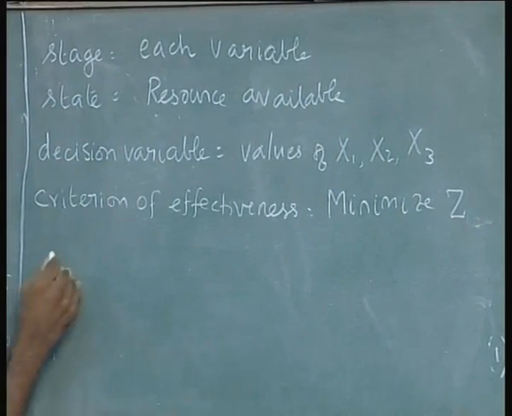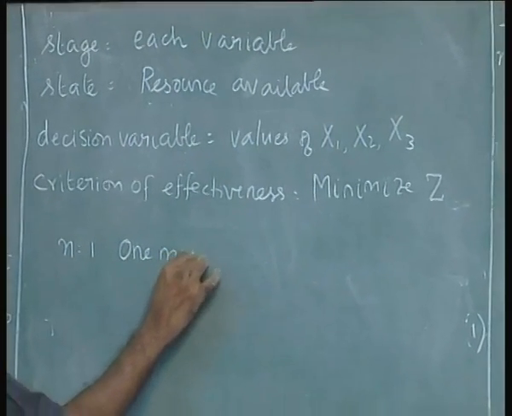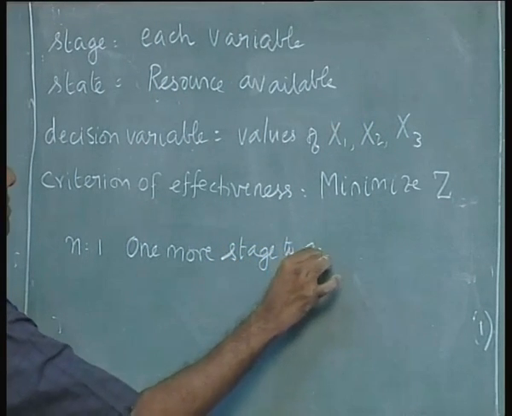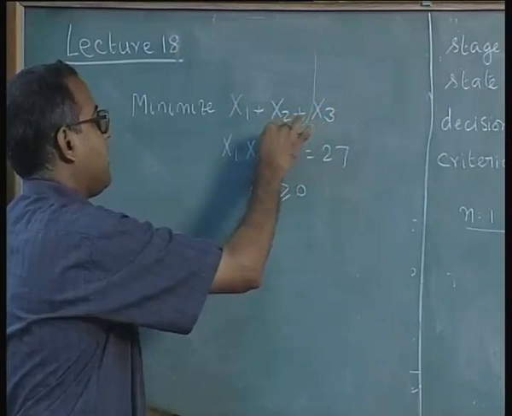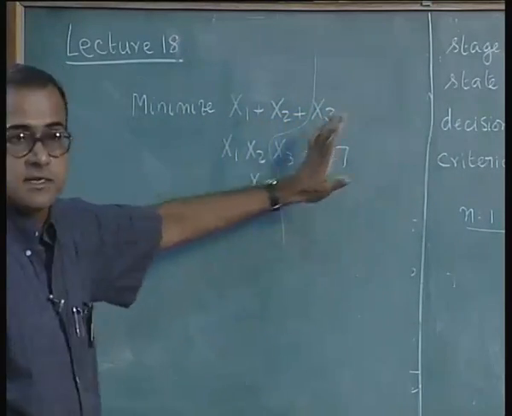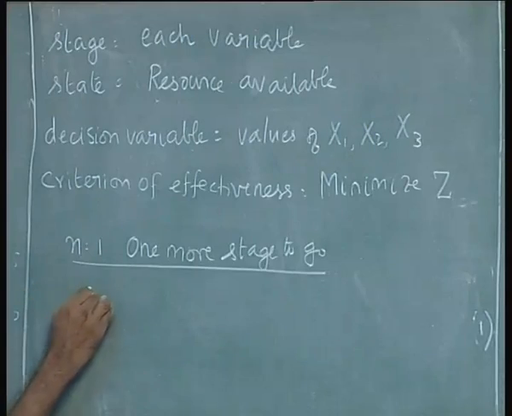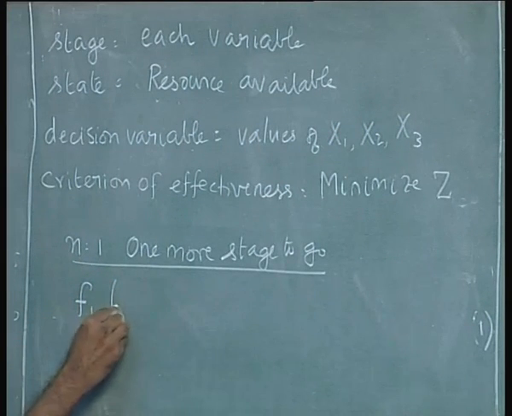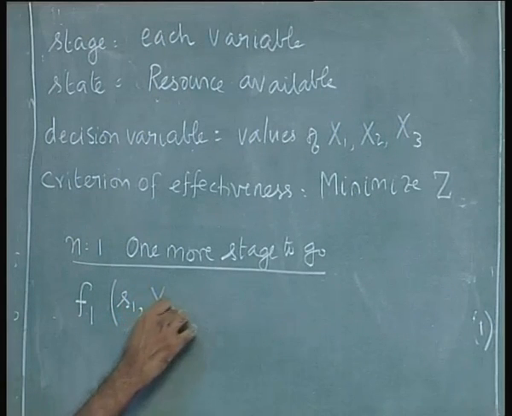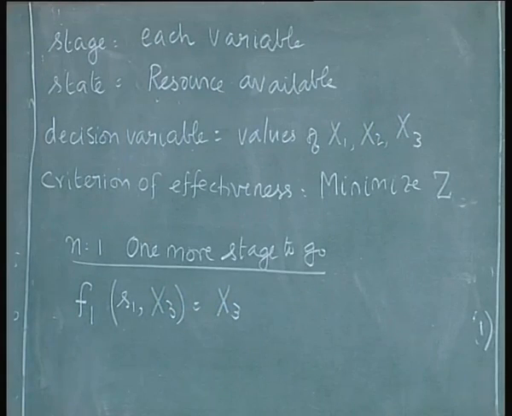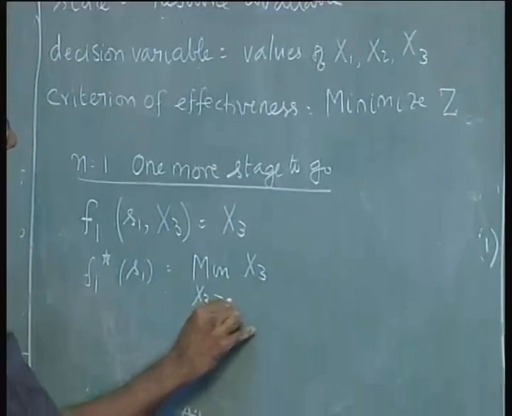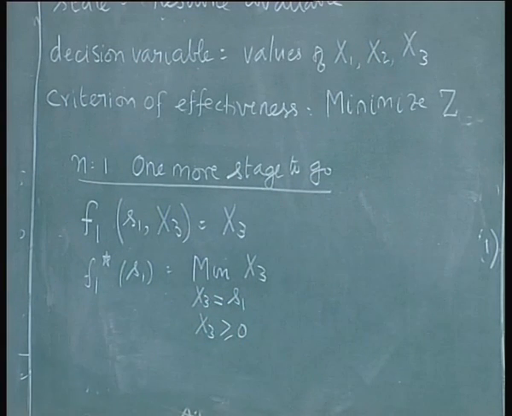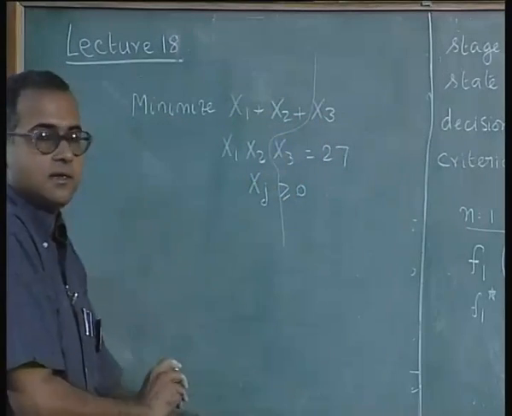So we now start the problem with n equal to 1, one more stage to go. When we have one more stage to go, we are solving for the last variable, so basically we are at this part of the problem. We try to minimize x3 subject to x3 equal to something, x3 greater than or equal to 0. So f1 of s1, one more stage to go, I have s1 let us say, and I am trying to solve for x3. This will be equal to x3 because this is the function that we are trying to minimize. Now f1 star of s1 is the minimum value of x3 subject to x3 equal to s1, x3 greater than or equal to 0.